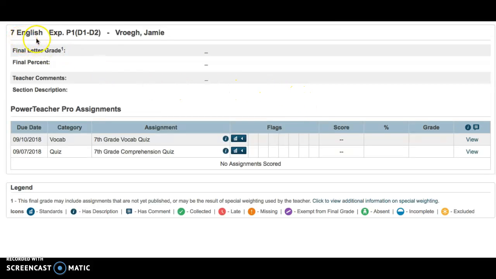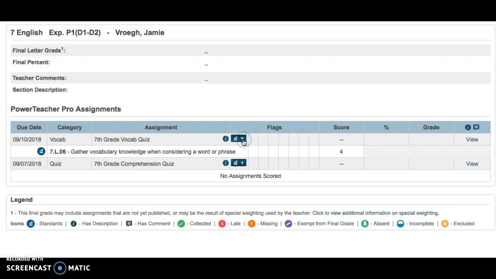Right now we are in English with Mrs. Veru, 7th grade. Anywhere you see a blue rectangle with a caret, there means there's a standard attached to this particular assignment, which is grade vocabulary quiz. And the standard that was being assessed is Language 06, Gather Vocabulary Knowledge when Considering a Word or Phrase, and the student score is a 4.